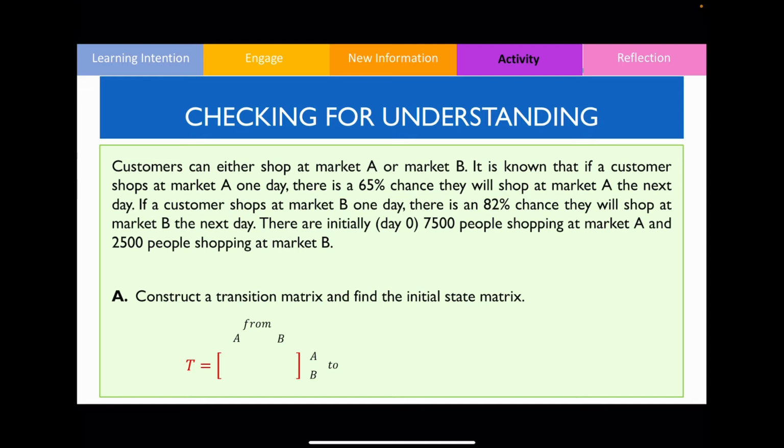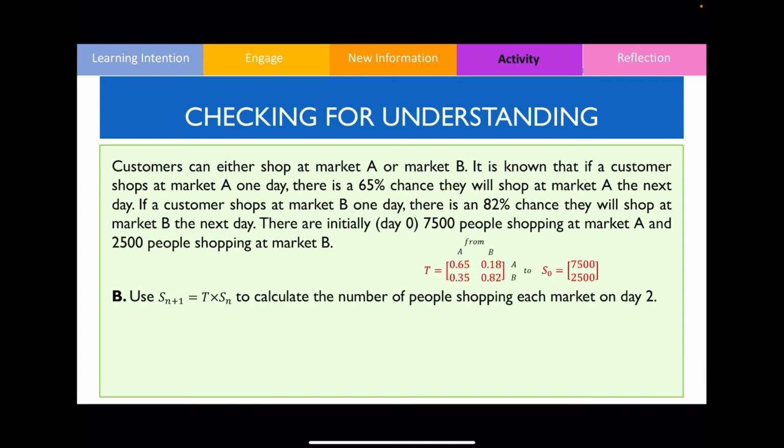In this question, there's a 65% chance for customers to shop at market A the next day. So I'm going to put 0.65 over here, and I'm going to put 0.82 down over here because customers who shop at shop B will move on to shop B the next day. To find out the other values, I subtract from 1. So 0.35 goes here and 0.18 goes over here. To find my initial state matrix, which is denoted by S0 in this case, it says that there's initially 7,500 people at market A and 2,500, so I'm going to put these values like so.